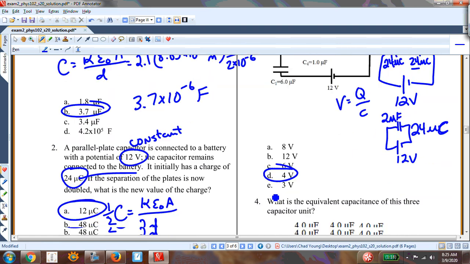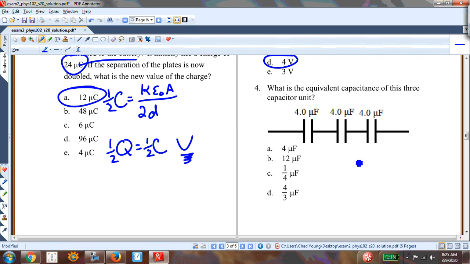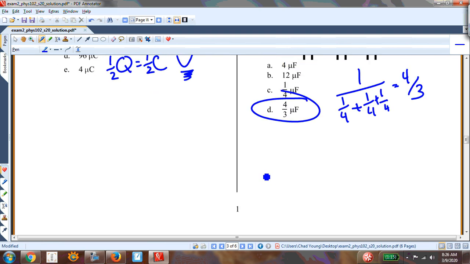volts. D. What is the equivalent capacitance of this capacitor unit? 1 over (1 over 4 plus 1 over 4 plus 1 over 4) is 3 over 4, and so that's 4/3, the inverse of 3 over 4.